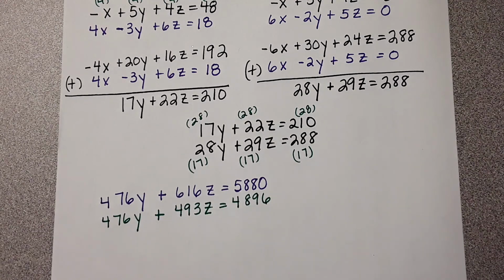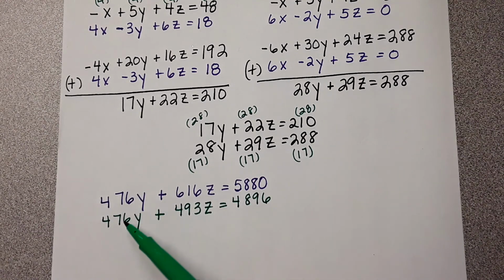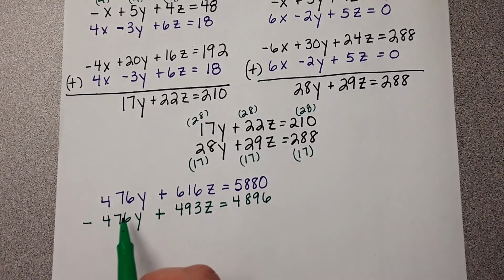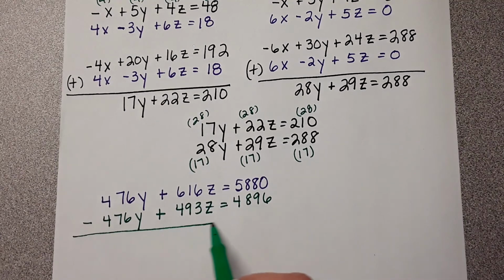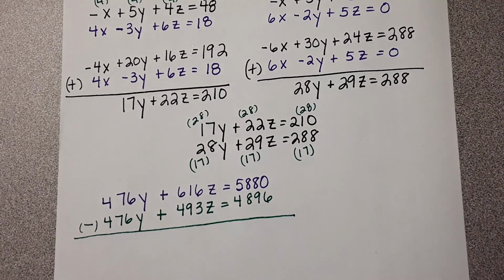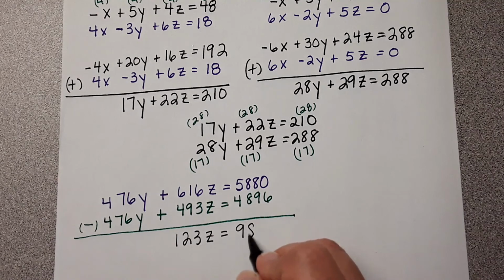Now, we're going to eliminate the y's because they're the same. Are we going to add the two equations or subtract the two equations? We're going to subtract because 476y has the same sign as the bottom one. 476y minus 476y is 0. 616 minus 493 is 123z. 5,880 minus 4,896 is 984.